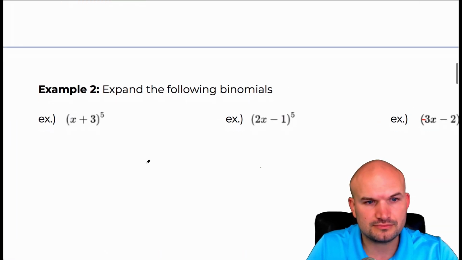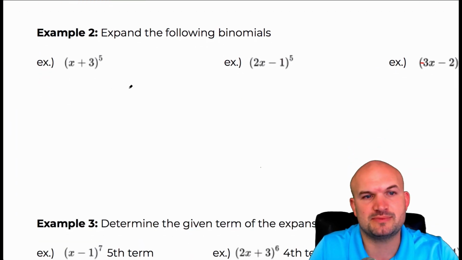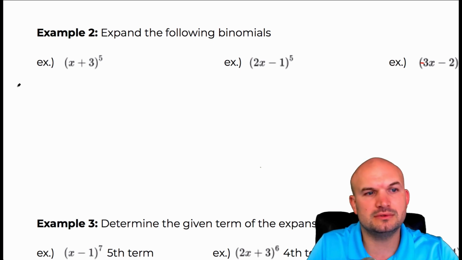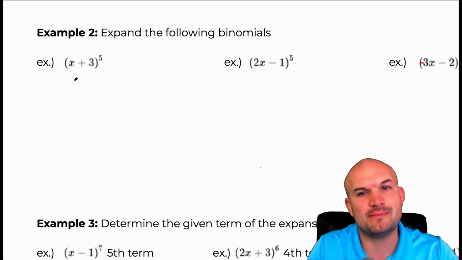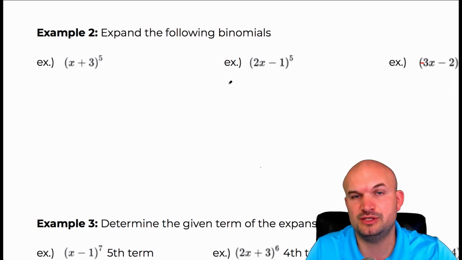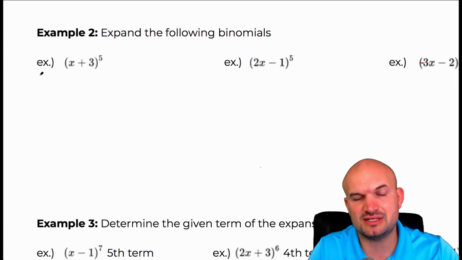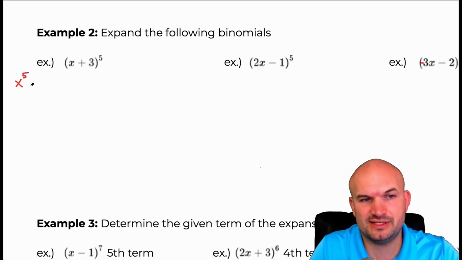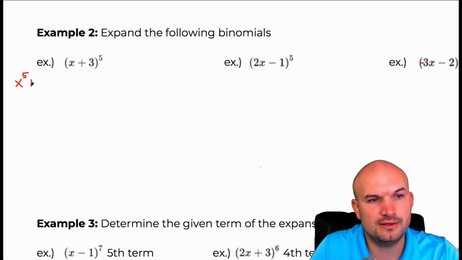So if I'm going to do x plus 3 to the fifth, I know my first term, x. Now, since it's all positive, I'm not going to worry about the parentheses, but once we get into negatives, it's going to be really important that we use the parentheses. But for this case, I'm not going to use them, just for the sake of time and clarity. So I'll have x to the fifth, and then I'm not going to write 3 to the 0 because that's just 1, plus x to the fourth.